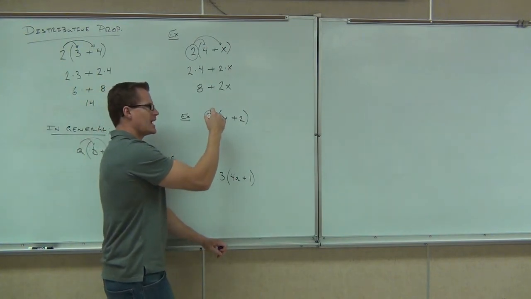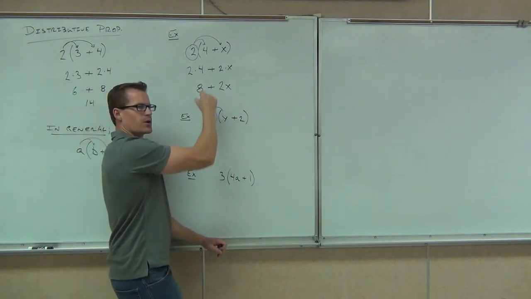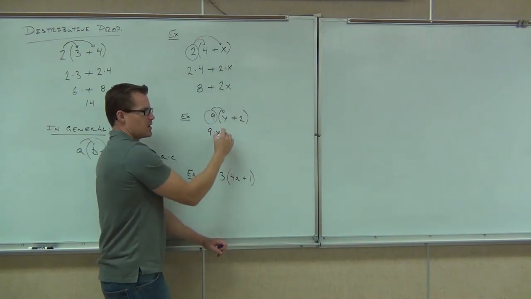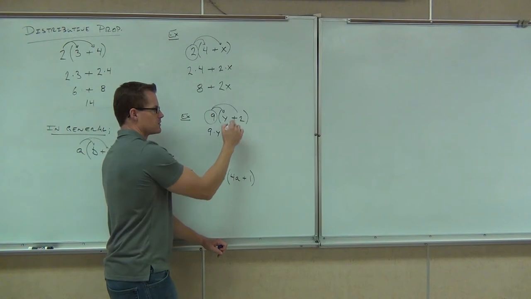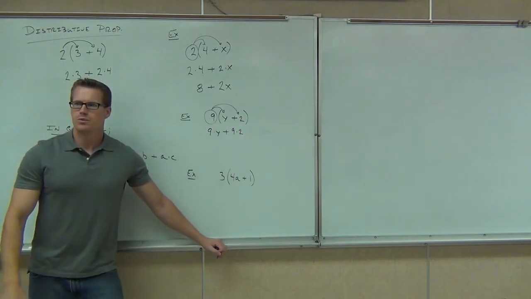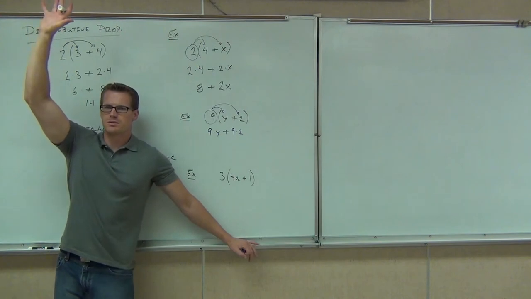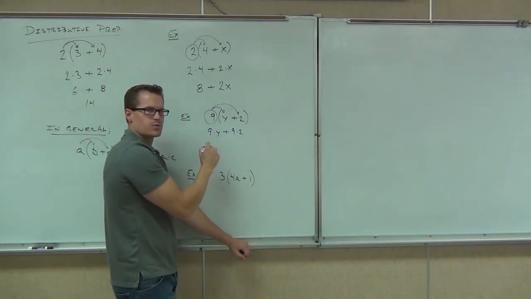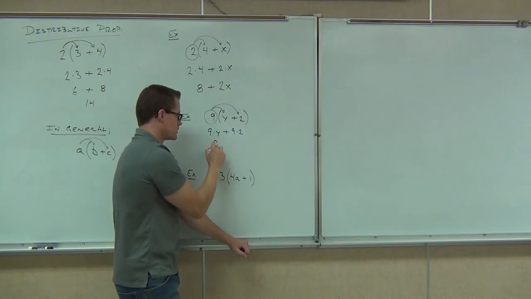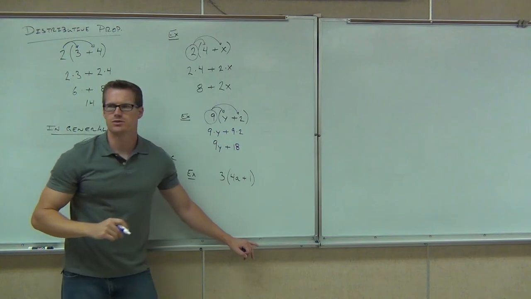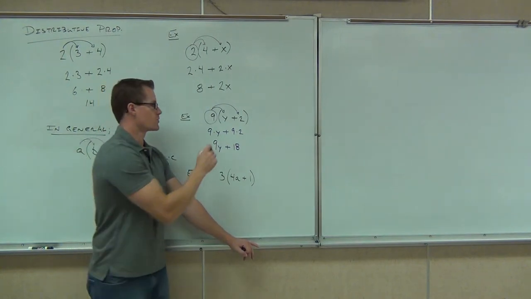Remember, when you're distributing, it has to go to not just the first one, but also the second term. So when we do this, we're going to get 9 times y, then we'll get our plus 9 times 2. Would you raise your hand if you got exactly that on your paper? Good. Let's simplify this a little bit to actually do the math on it. 9 times y gives me how much? 9y. Plus 18. Can you combine those? No. That is as good as you can do. So this is our answer.